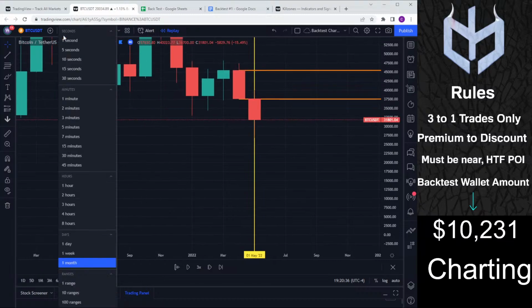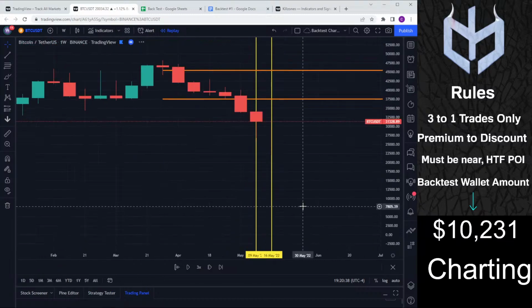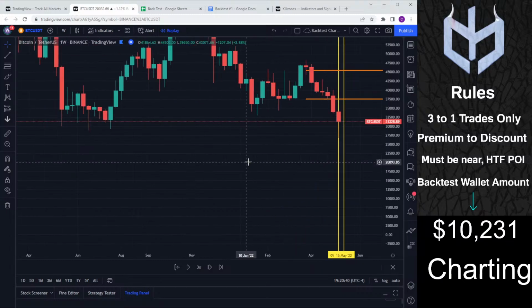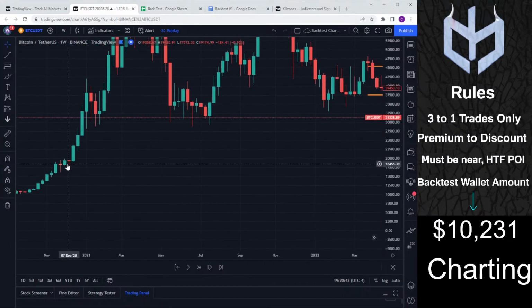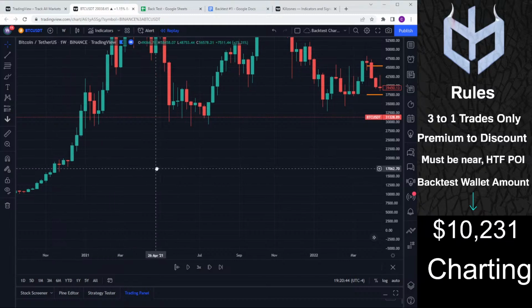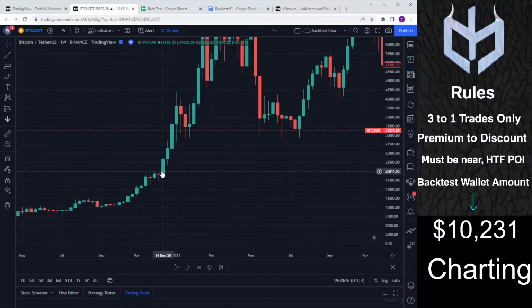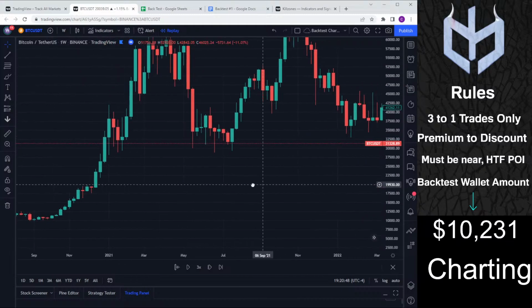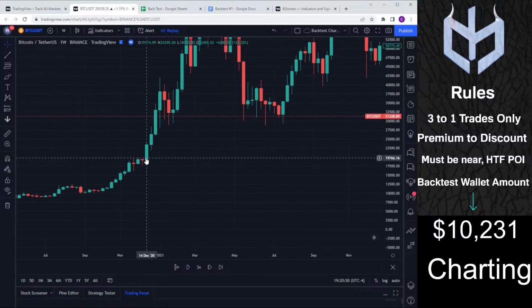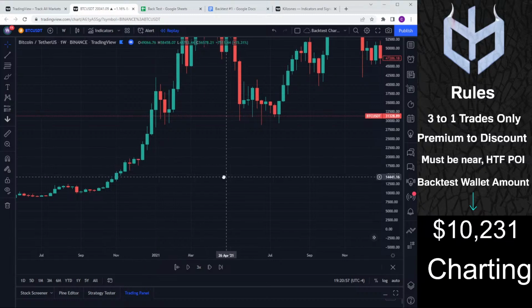Okay, let me jump down to a weekly. Cool. So going off ICT's principles, right? We're on a weekly here. We're looking right here. There's a large swing up. By his standards, that would be a bullish order block right there.